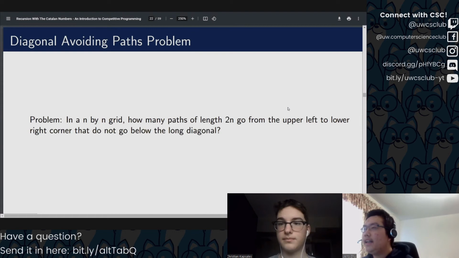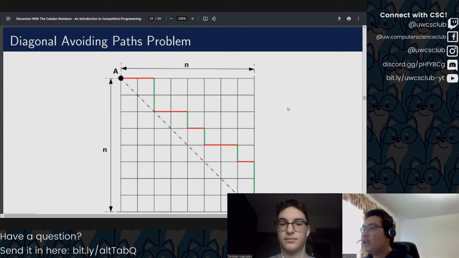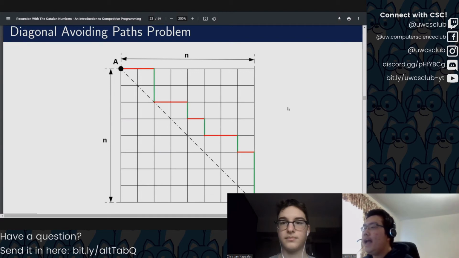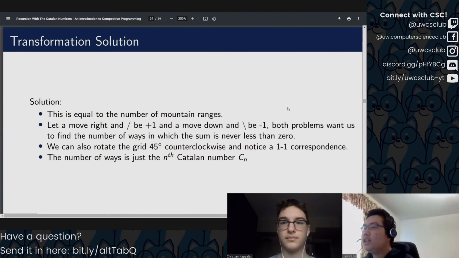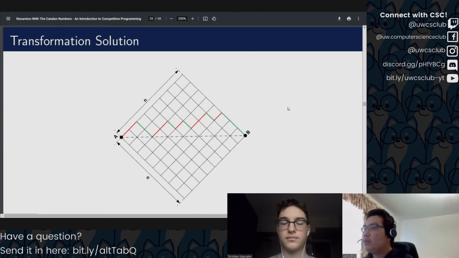Another problem is that in an n by n grid, we want to find the number of paths of length 2n that go from the upper left to lower right corner that don't go below the long diagonal. An example is shown here, where we want to go from A to B, and a valid path is shown. This is actually equal to the number of mountain ranges. The simplest way to understand this is to just rotate the grid 45 degrees counterclockwise and notice a bijection, a one-to-one correspondence. And the number of ways is just the nth Catalan number, Cn. Here's an illustration where when we rotate the grid, we see that this is just the mountain range problem.